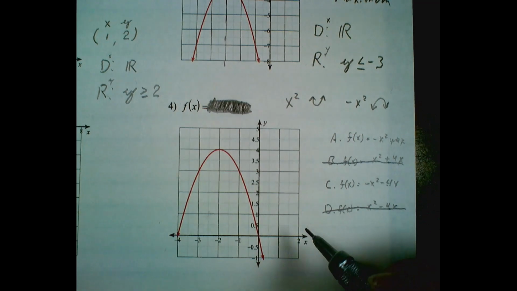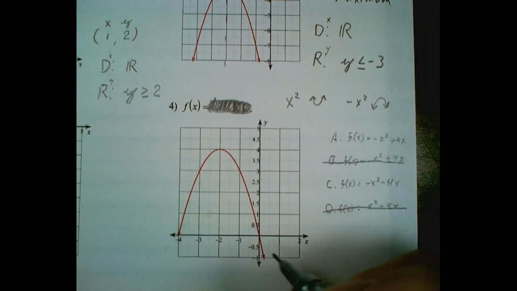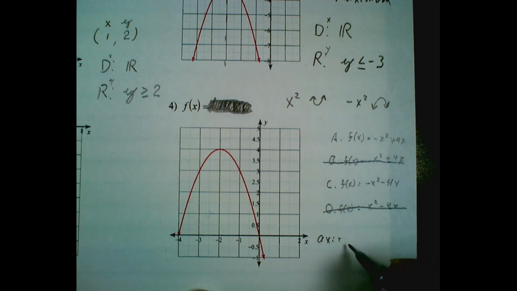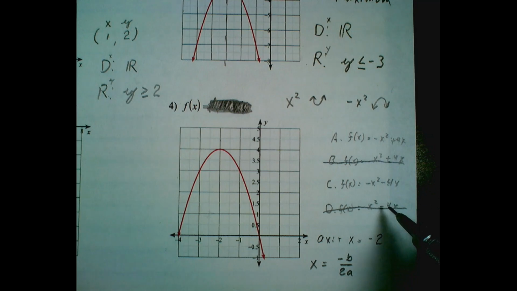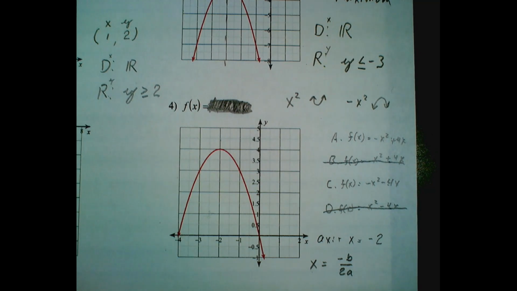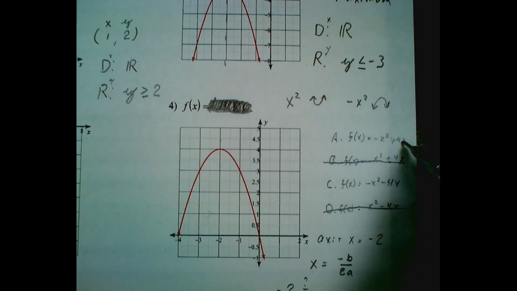Now we can analyze the graph, and it looks like I have an axis at x equals negative 2. Well, if you remember from our homework the other day, we found that by using the formula x equals negative b over 2a. So all we have to do is take these 2 equations here and plug in the values and see if it works, okay? So I know I need a negative 2.